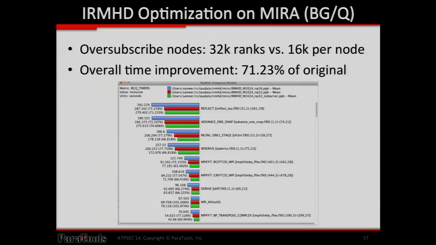Then we also took the code onto Mira and ran it at 32K ranks, and we were able to get an additional 30% performance improvement on Mira by oversubscribing nodes. And that was again suggested to us by looking at the profiles after we'd done the initial port. So you can see that these tools have real value. You can definitely make codes faster, and you can be guided in your development cycle by the profiles you generate.